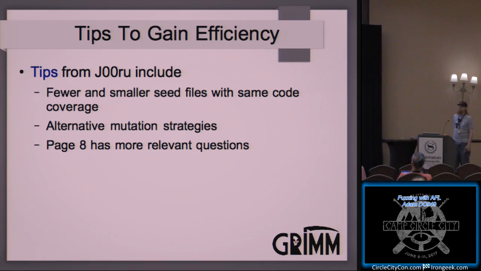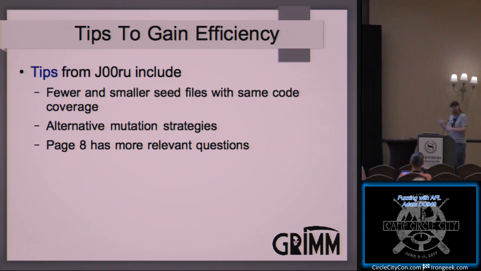Juru is a researcher that works for Google. He's on the Project Zero team, and he did talk about fuzzing at scale. And working for Google, gathering input files is pretty easy. He's just like, oh, give me all the fonts on the internet. And he works for Google, so he can do that.